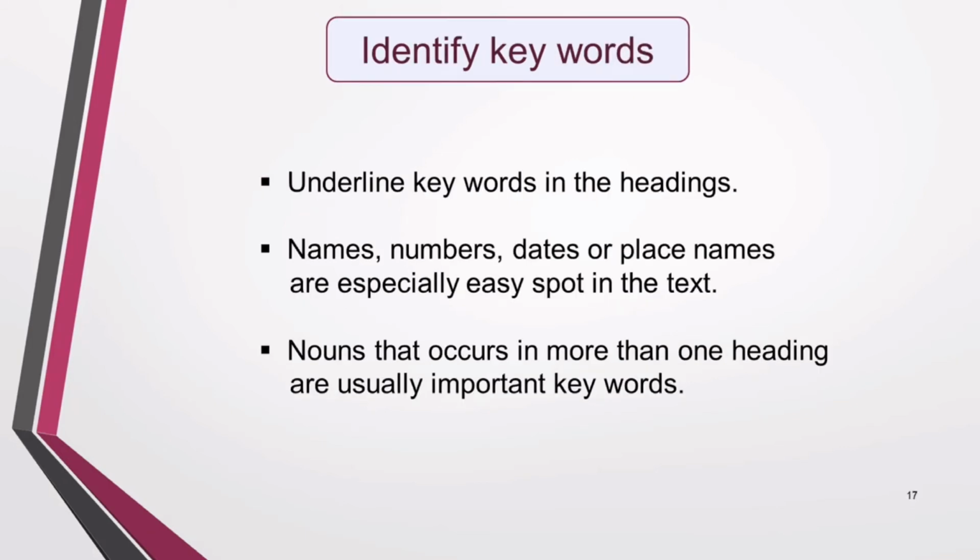Next, underline key words in the headings. If a heading contains names, numbers, dates or place names, underline these to identify them as key words that should be easy to spot in the text. Or there may be a key noun that stands out. It could be one that occurs in more than one heading. Doing this will help you match information in the text and the headings as you read each paragraph.